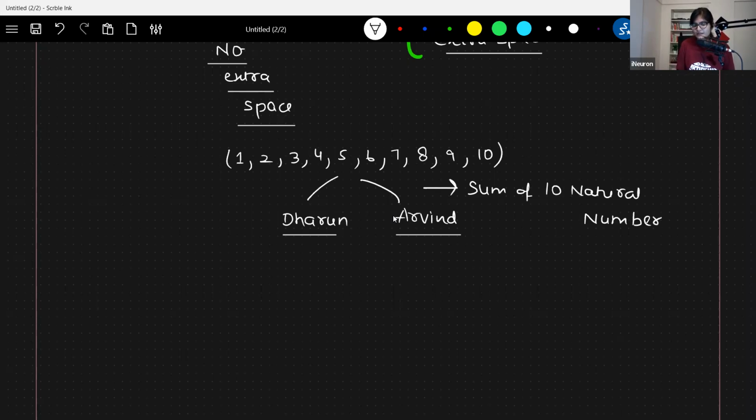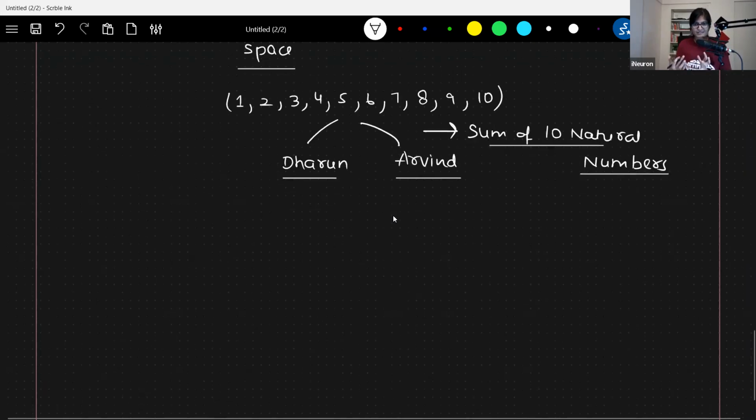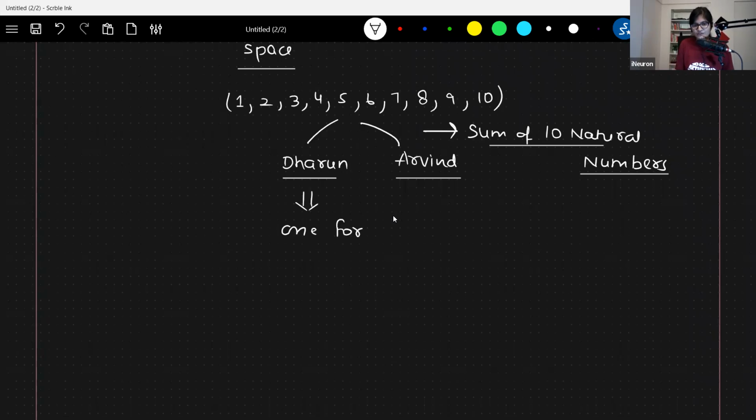Okay. Give me the sum of 10 natural numbers. Now, Dharun says that it's very easy, ma'am. What I can do is that I will use one for loop whose value will start from this and will end until this. And I can take one variable, maybe total or maybe the sum, which is equal to 0.